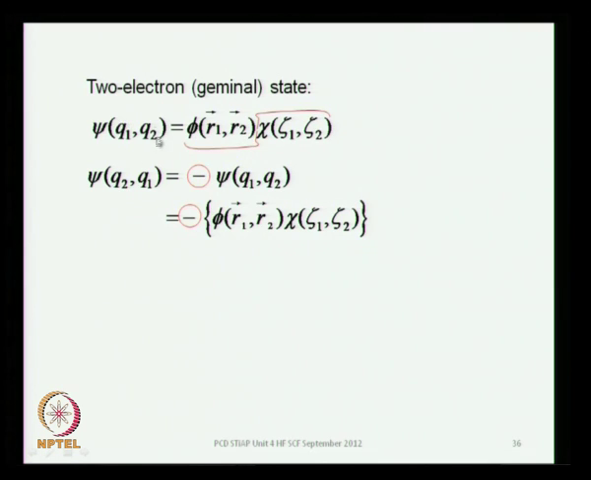Now if you interchange q1 and q2, so in place of q1 you have q2 and in place of q2 you have q1. This is the original wave function subjected to one interchange. The wave function must change its sign, because these are electron wave functions. This is a fermion system.